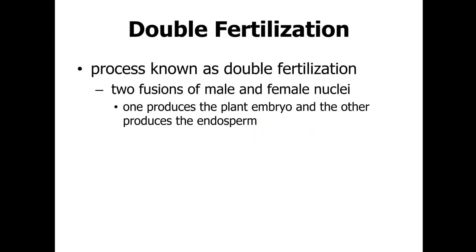Now, double fertilization is a process we've already gone over, but this is just to refresh you. It is the fusion of the two male and female nuclei, creating an embryo and then creating the endosperm.